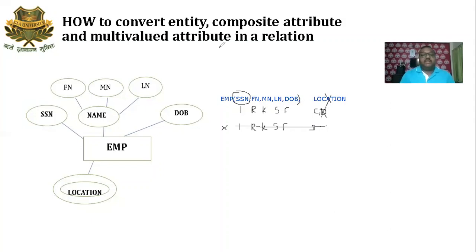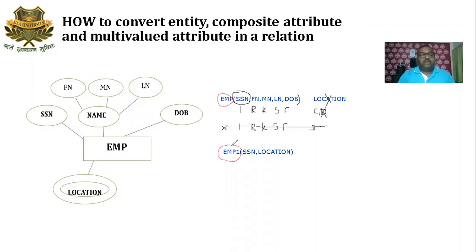The alternate solution is to take another table. Suppose the other table is named EMP1, and in this table the multi-valued attribute is kept along with the primary key of the EMP table. So what is the primary key of this table? Serial security number is the primary key of this table. And the multi-valued attribute, location, is kept with it. Now you have two relations: one relation is EMP, and another relation is EMP1.